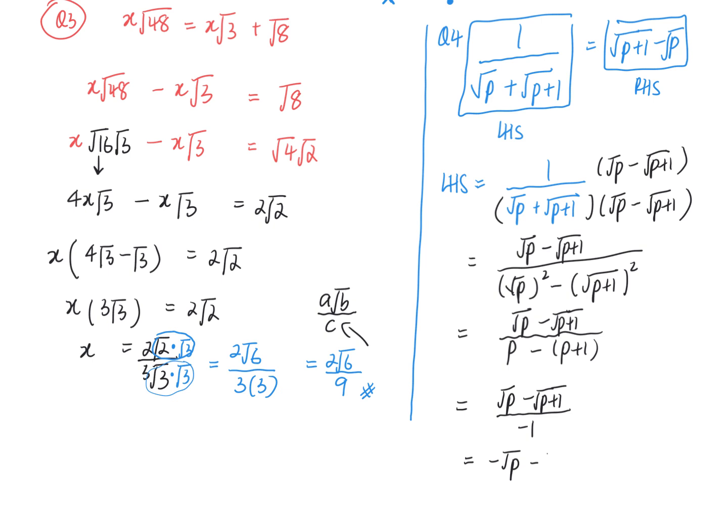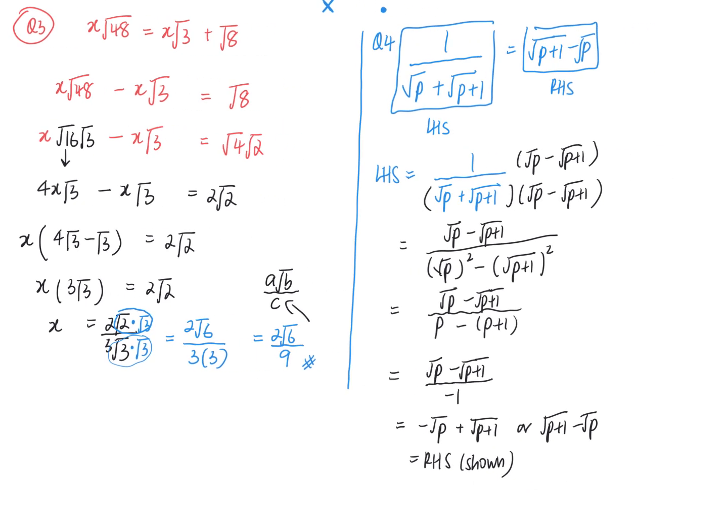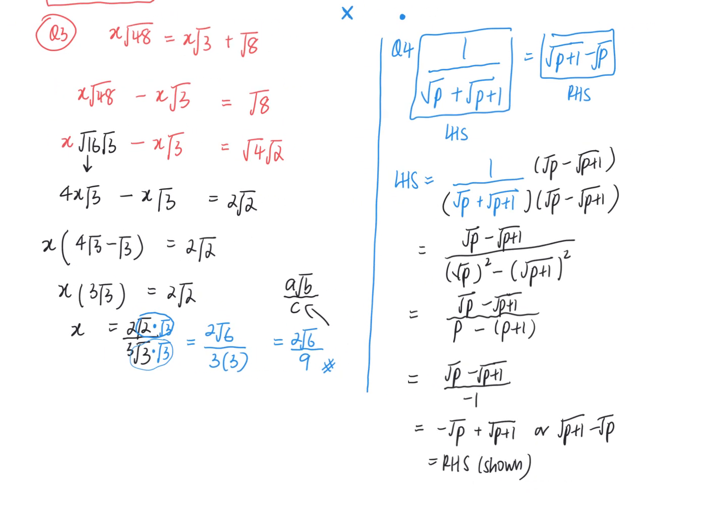Correct. So you either switch the two positions or you can write it as this, shown, which is equal to your right hand side. Okay, so it's just normal rationalization. Nothing that they are trying to trap you there.